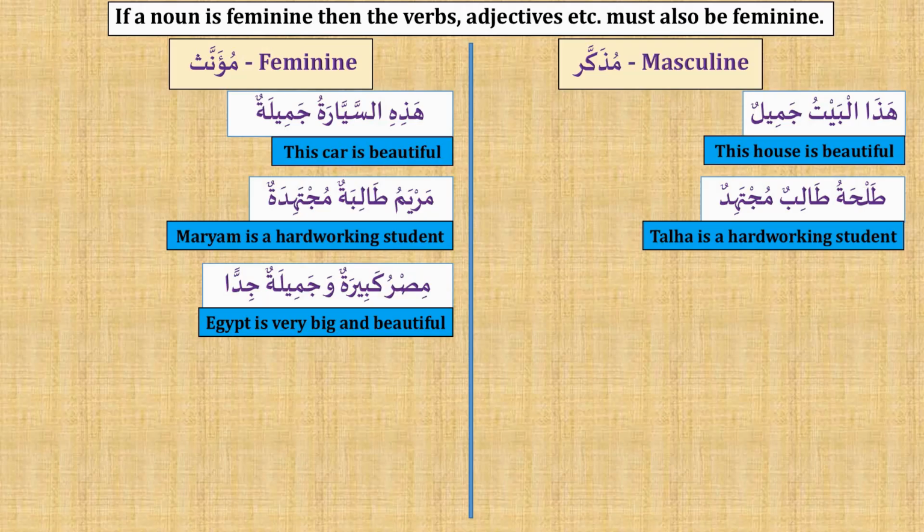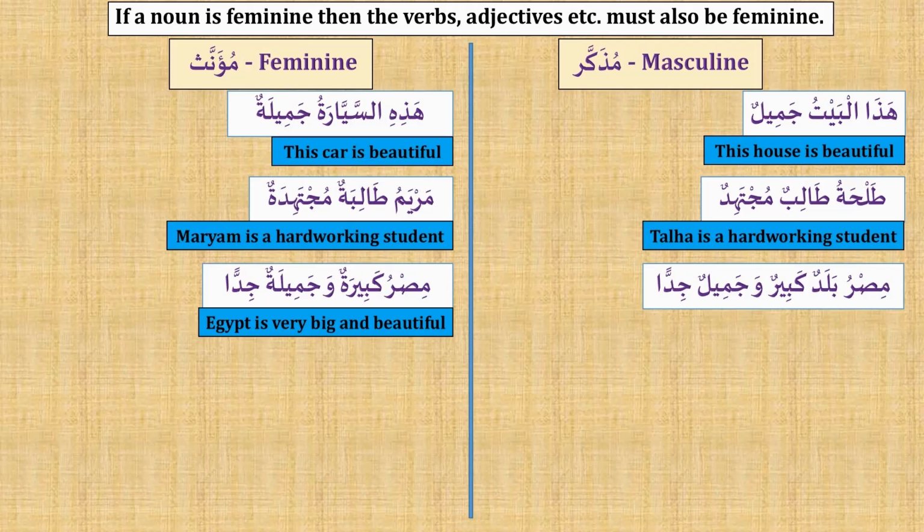Kabiratun wa jamilatun. But if there is a word, male word or masculine word between the adjective and the noun, then adjective must follow the masculine noun, not the feminine noun. Example, Misru baladun kabirun wa jamilun jiddan. Egypt is a very big and beautiful country. Previously we said kabiratun, Misru kabiratun, but in this sentence we say Misru baladun kabirun, because kabirun qualifies the word baladun, not Misru.